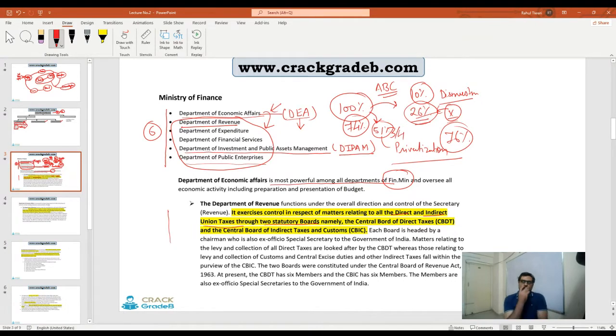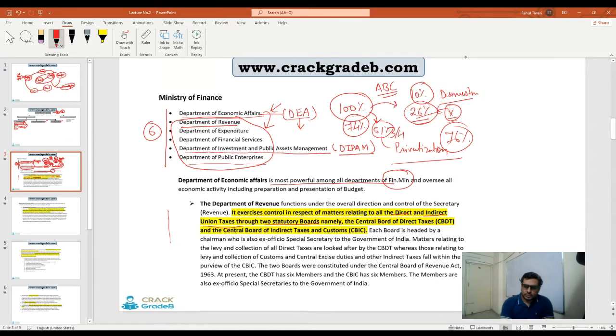What is a statutory body? Do you know what is a statutory body? Niti Aayog is a statutory body. Yes or no? Is it a statutory body? Do you know? If you don't know, please listen very carefully.